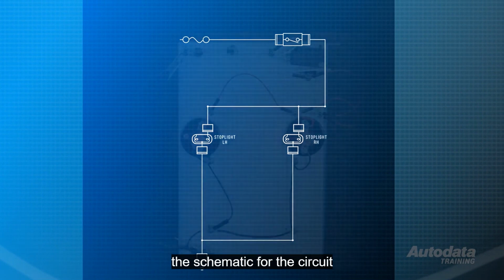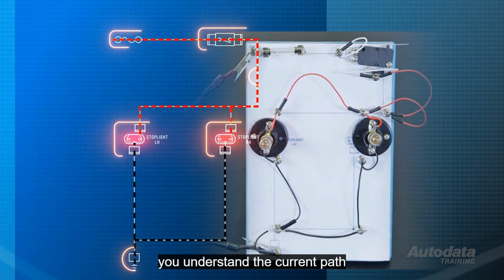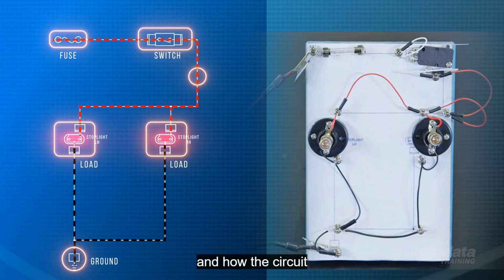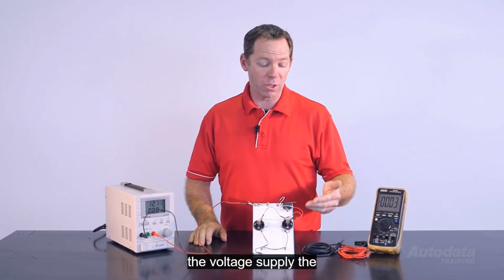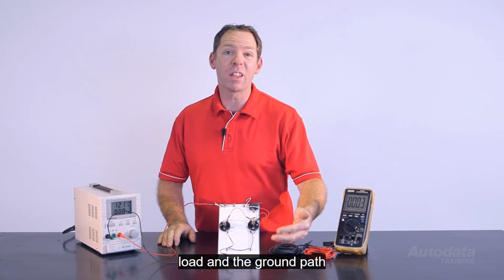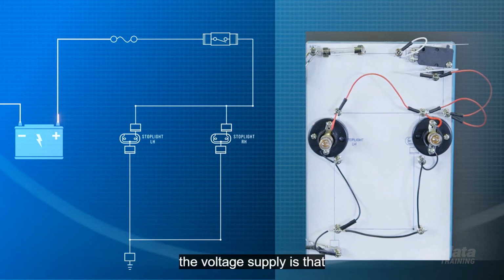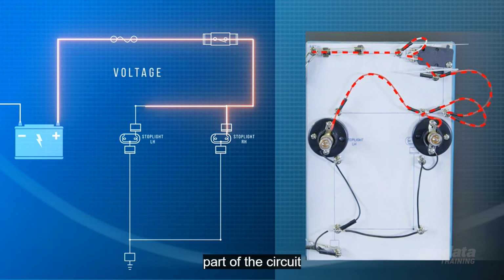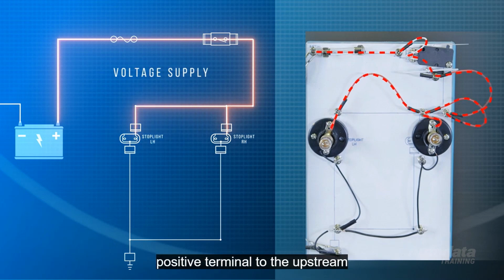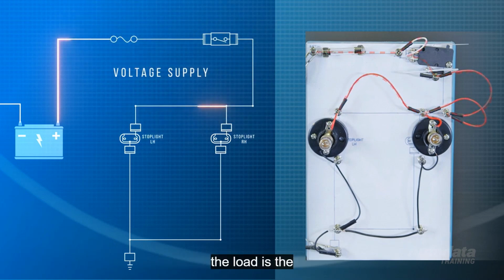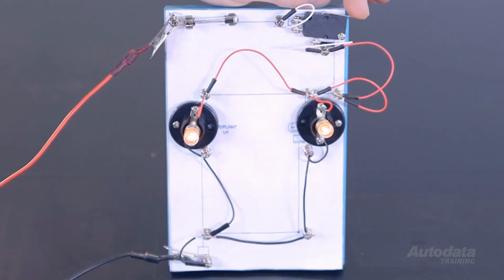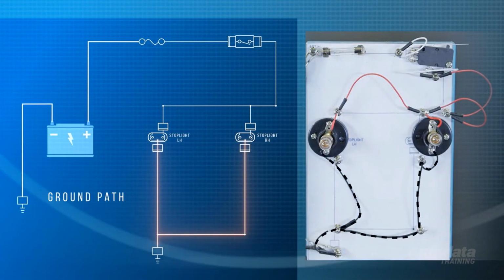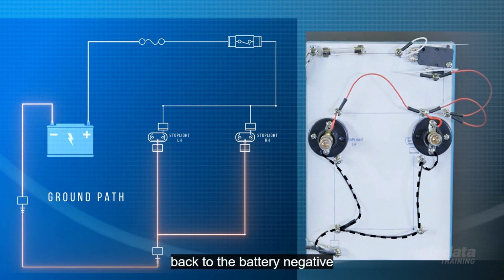Review the schematic for the circuit under test and be sure you understand the current path and how the circuit is controlled. Think of the circuit in three parts: the voltage supply, the load, and the ground path. The voltage supply is that part of the circuit that runs from the battery positive terminal to the upstream side of the load. The load is the component doing the work in the circuit and will be a critical test point. The ground path is the part that runs from the ground side of the load to the chassis and then back to the battery negative terminal.